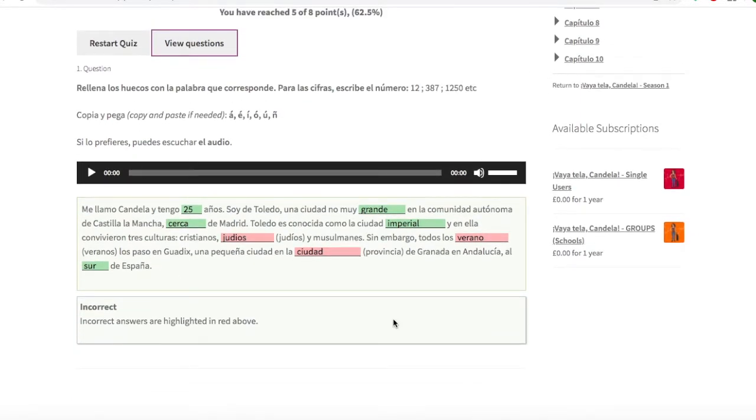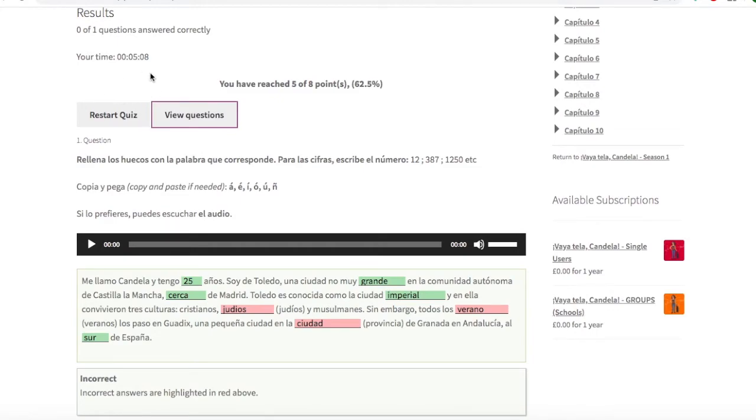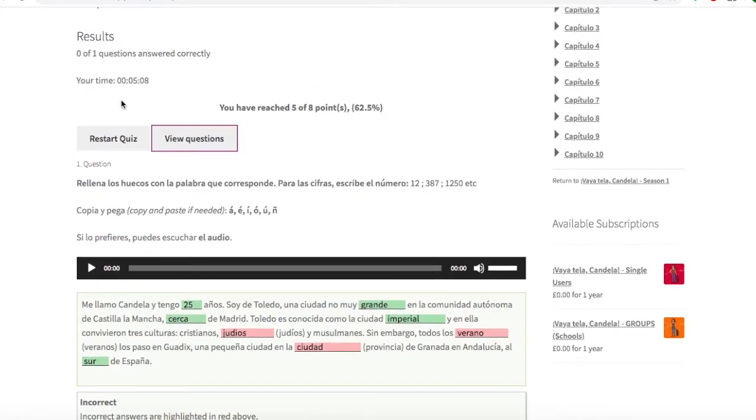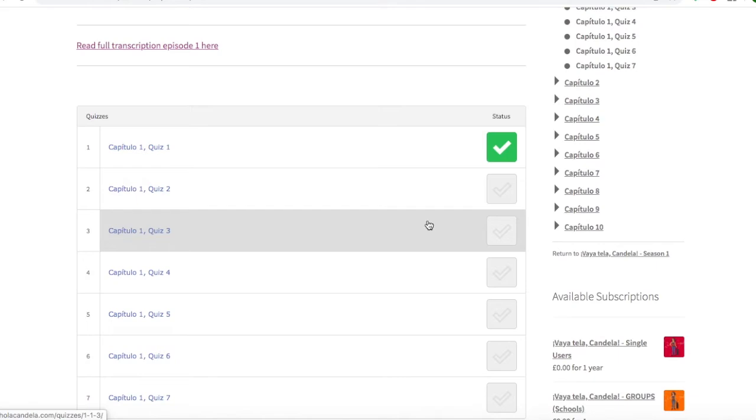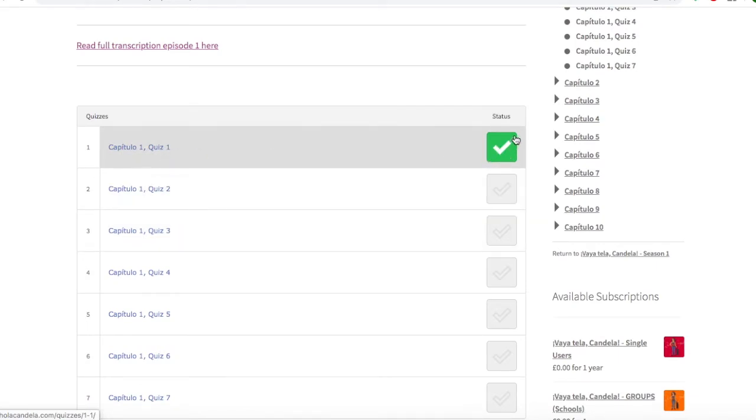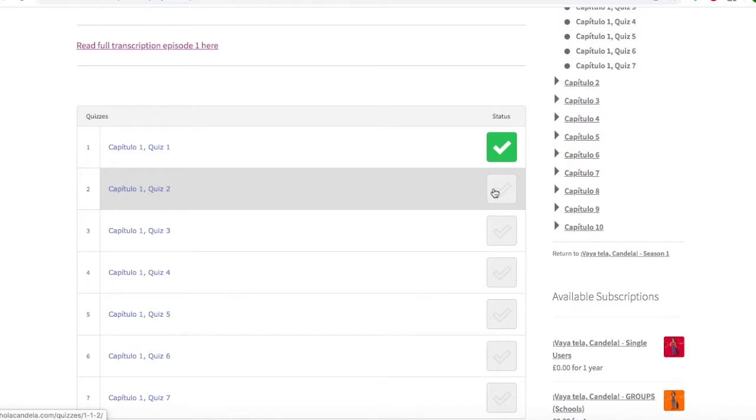Okay, as you can see here, I don't have the green tag to say click here to continue, but it's only giving me the option to restart the quiz. In fact, if I go back to the beginning of Capítulo 1, I can see that my quiz 1 is already good, but my quiz 2 is not counted as done. Why? Because I didn't reach enough correct answers. Nonetheless, students can do it again.